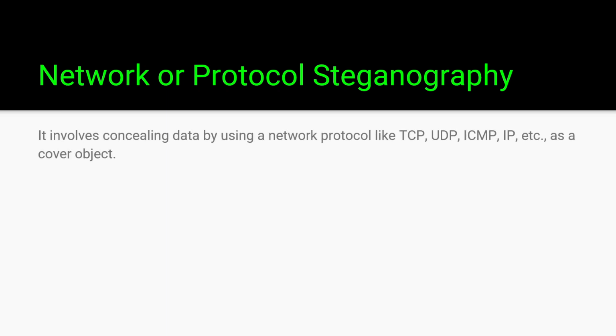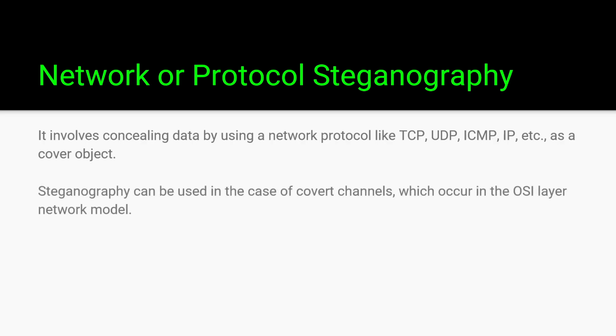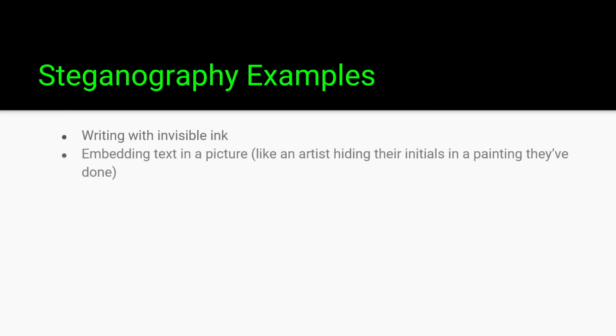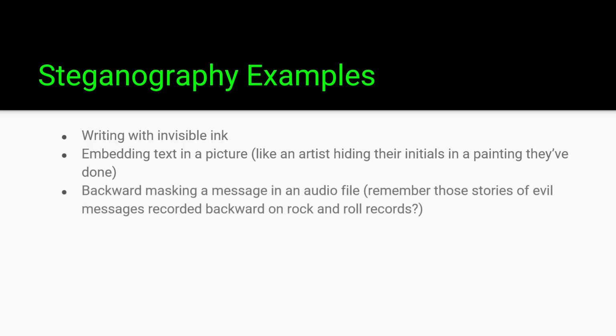Now finally we have the network or protocol steganography. It involves concealing data by using a network protocol like TCP, UDP, ICMP, IP, etc. as a cover object. Steganography can be used in the case of covert channels, which occurs in the OSI layer network model. Now here are some examples of steganography: writing with invisible ink, embedding text in a picture like an artist hiding their initials in a painting they have done, backward masking a message in an audio file.